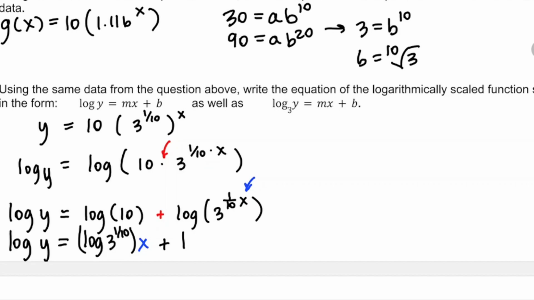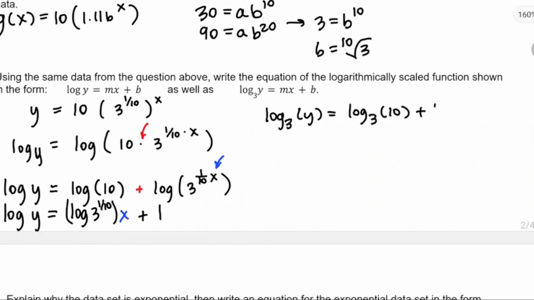Okay, I could also do the same thing, taking a base 3 log, so log base 3 of y is going to equal log base 3 of 10 plus, we did all of this work earlier, and it's going to work out the exact same because the log properties don't depend on the base, right? So that's 3 to the 1/10 x. Oh, all right, I kind of see something. I see what's going on here.